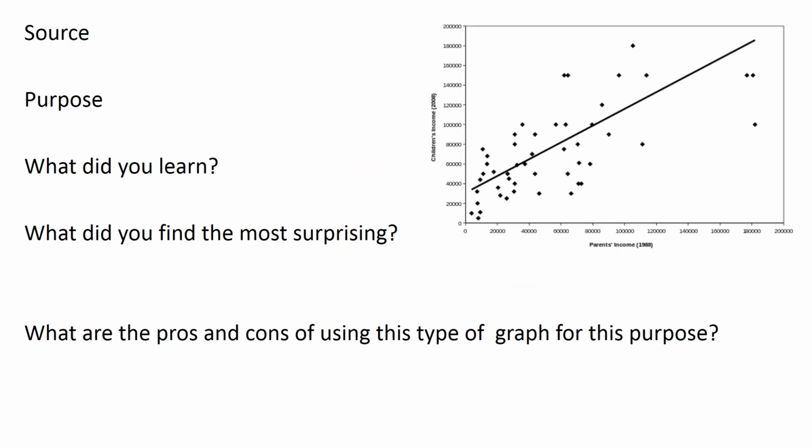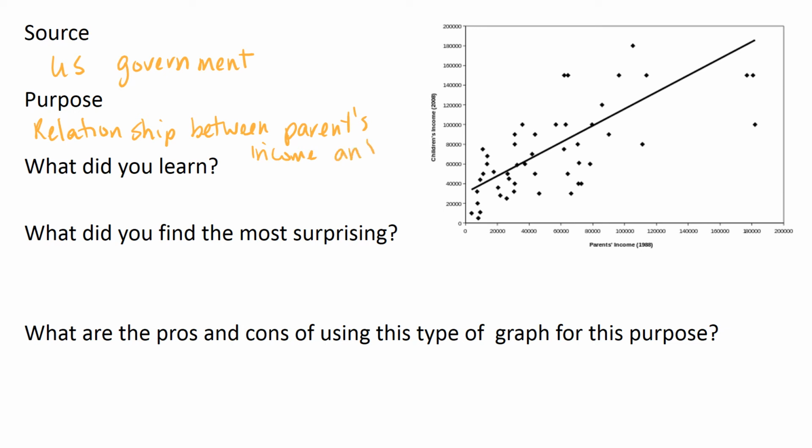So the source of this was the US government. So again, it's a reliable source, one would hope. The purpose is to find the relationship between parents' income and their children.